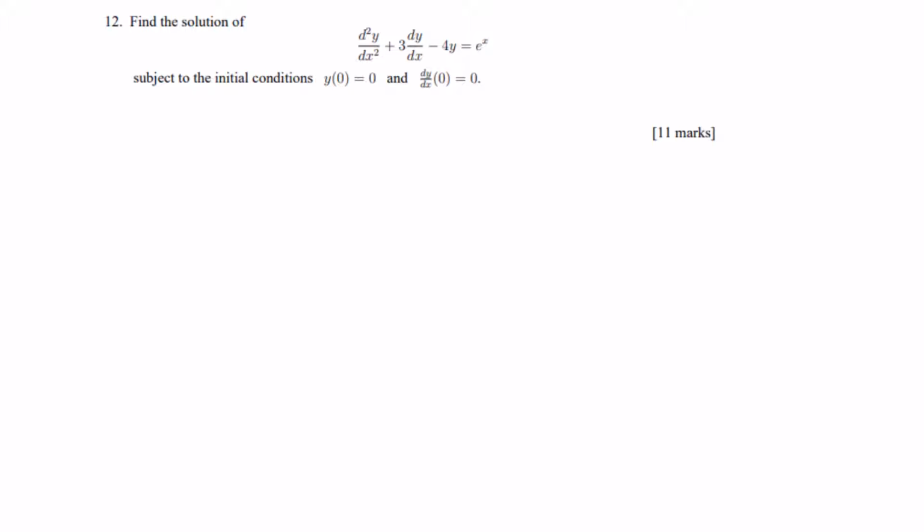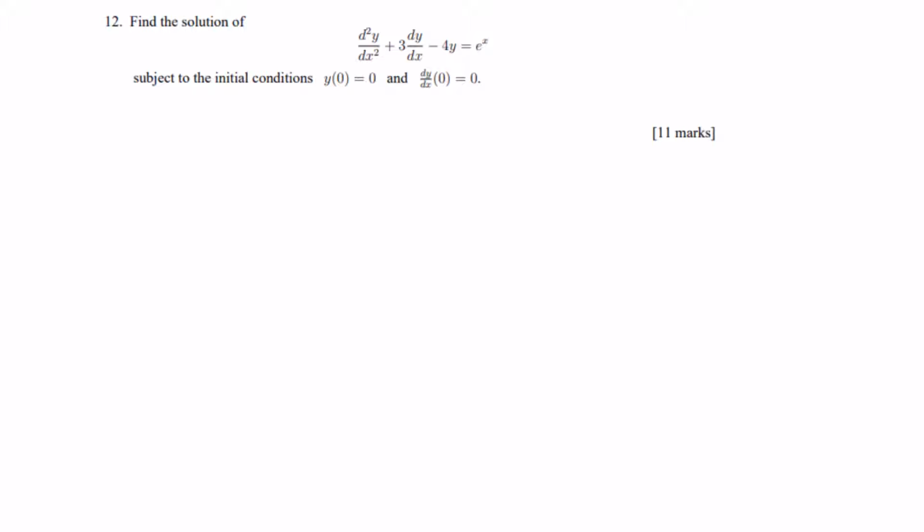Question 12. We want to find the solution of the second order differential equation d2y by dx squared plus 3 dy by dx minus 4y equals e to the x. And this is subject to the initial conditions that when x is 0, y is 0, and when x is 0, dy by dx is 0.